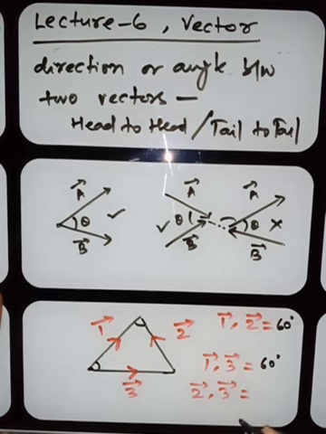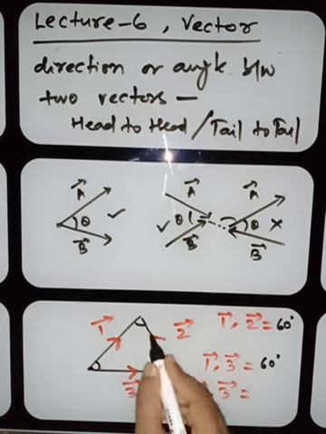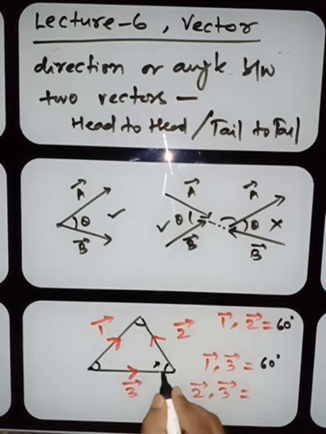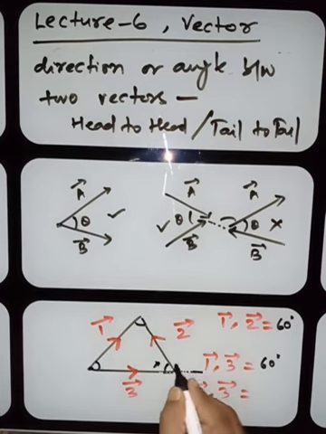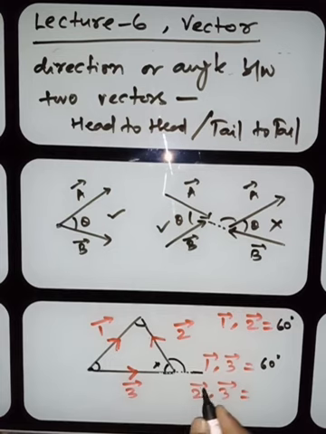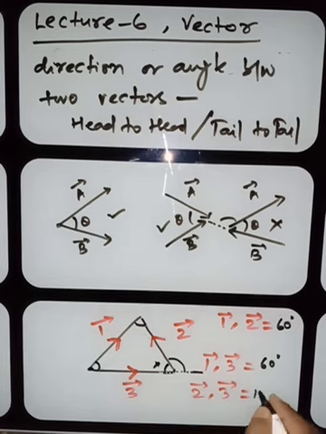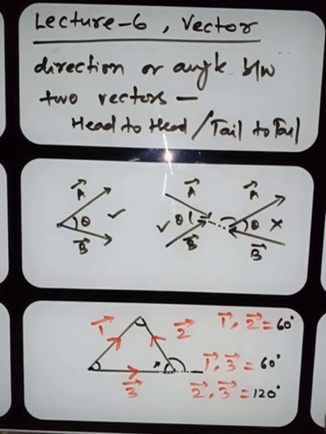Now between 2 and 3, you can see the head of this vector is over here and the tail of this vector is over here. So this will not be the angle. So what we will do, we will extend this vector further, and this will be the angle. And how much is it? It is 120 degrees, because it is 180 minus 60, which is 120 degrees. So in this way you have to find the direction and angle between the vectors.